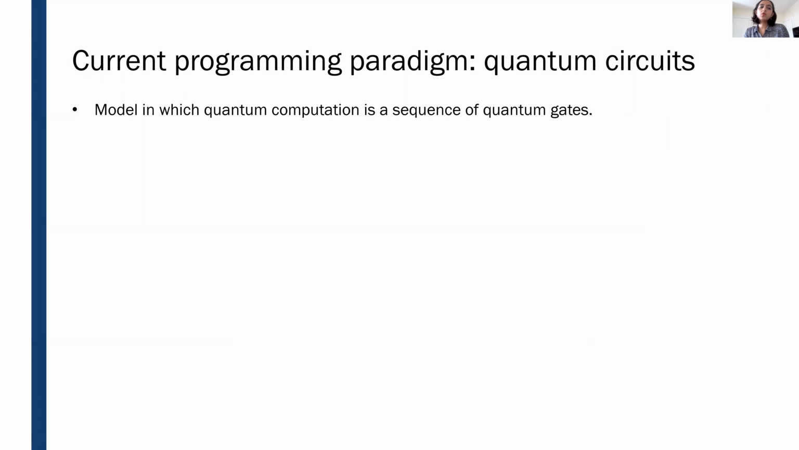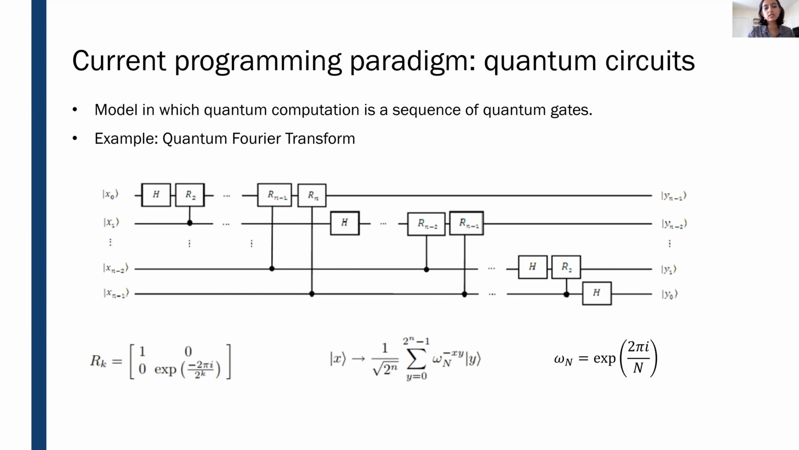And so, the current programming paradigm for quantum computers is quantum circuits. It's a model in which the quantum computation is basically a sequence of quantum gates. I guess many of you might have seen a diagram like this before that represents a quantum circuit, but in case you haven't, the way to look at this is like a musical score almost, right?